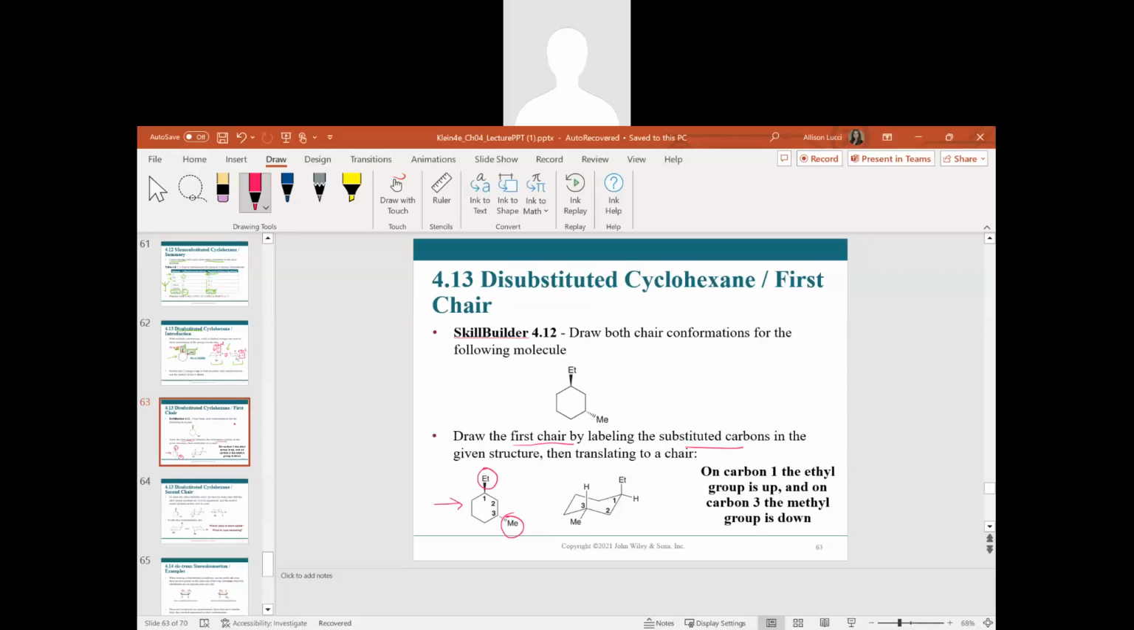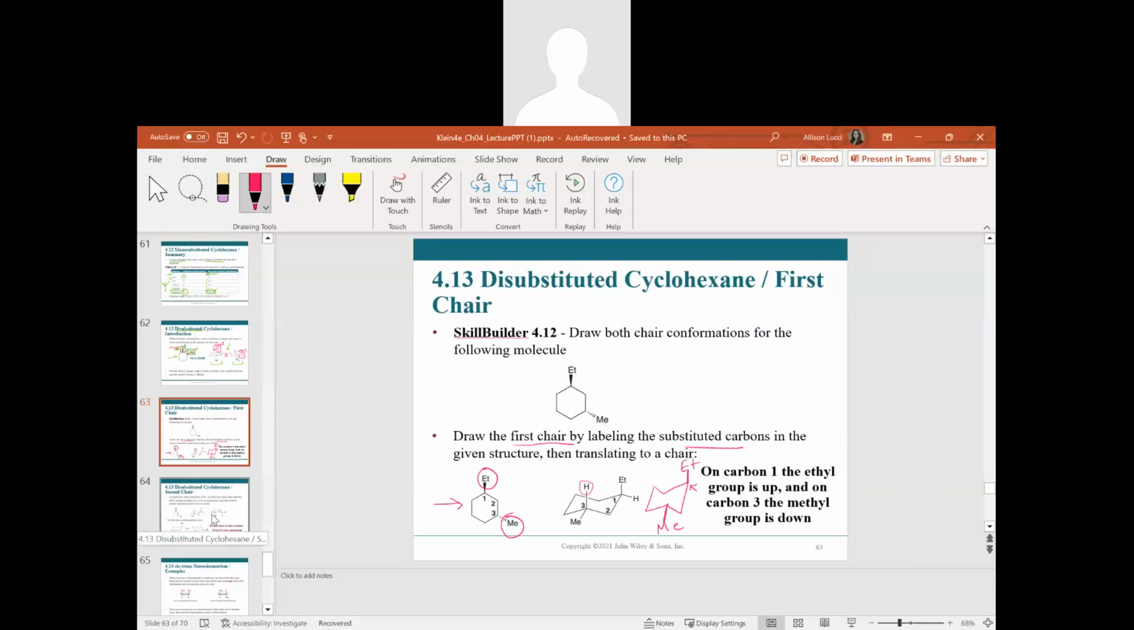So we draw our chair conformation. If you remember, we start with that wide V, we go down and up, then we go down and up again. Our ethyl has to be pointing up, so we're going to call this guy over here carbon 1, and that's where you see the ethyl in the axial position pointing up. And then on our carbon 3, we have our methyl group pointing down here in an equatorial position, and the hydrogen is in the axial. So we have ethyl pointing up, methyl pointing down.